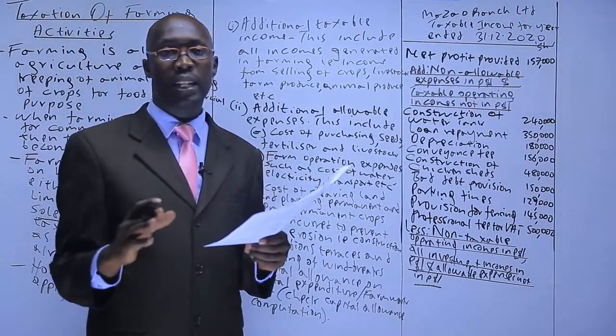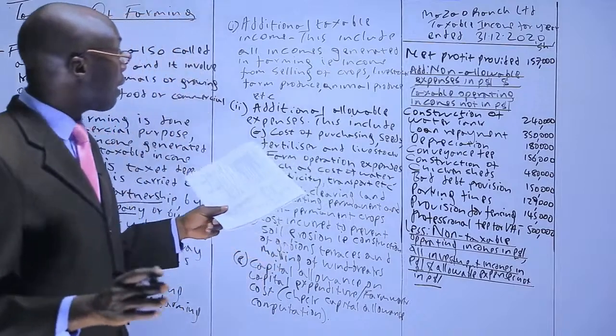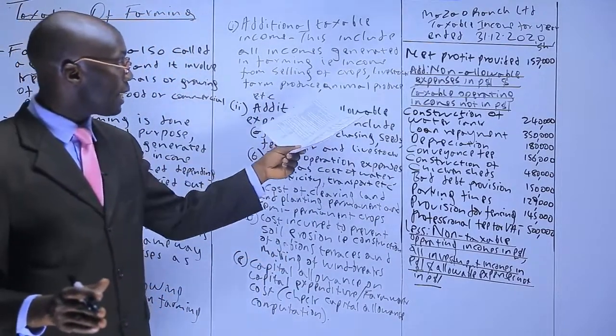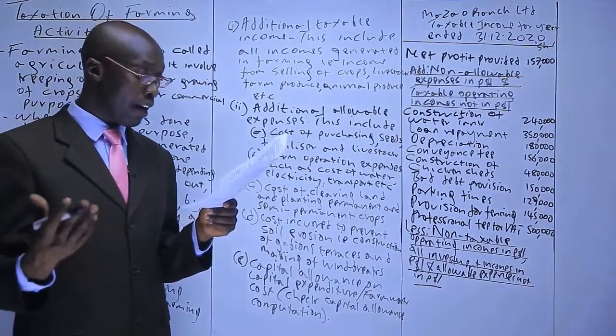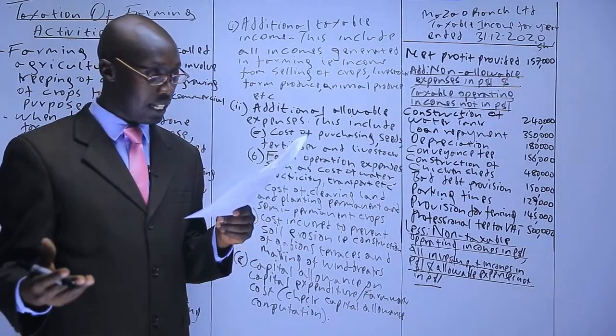Sale of milk. We said sale of milk is a taxable income. Taxable operating in farming. Income from selling of an animal produce. We said here under taxable operating income, sale of livestock are taxable operating for farming. Sale of manure, that's an animal produce, a taxable income.